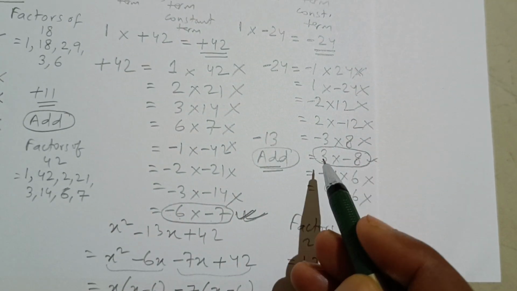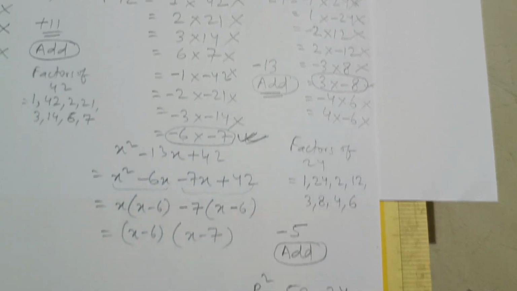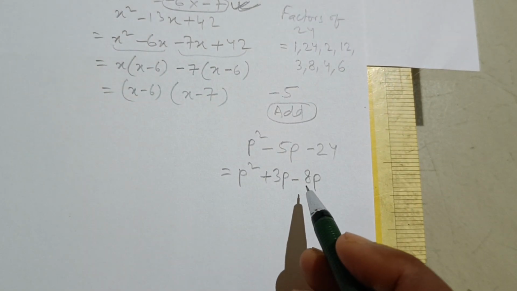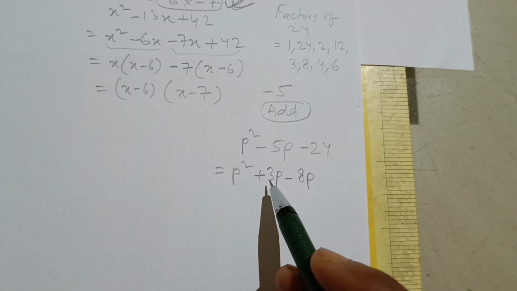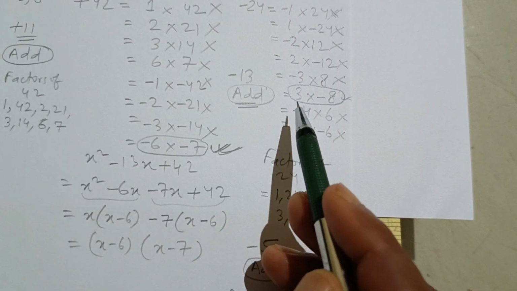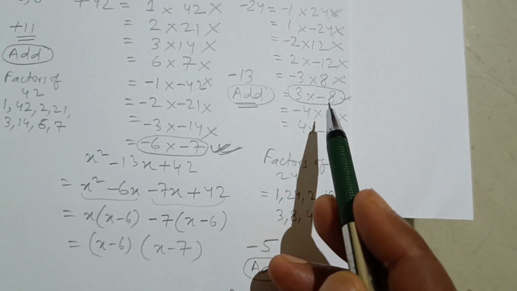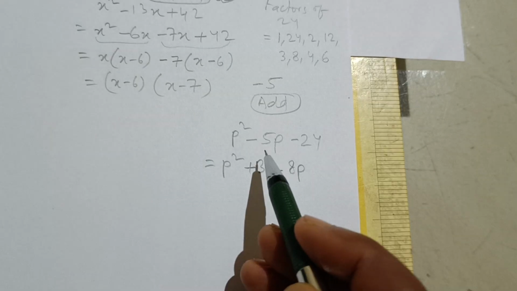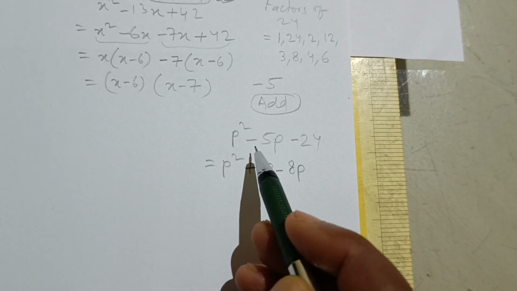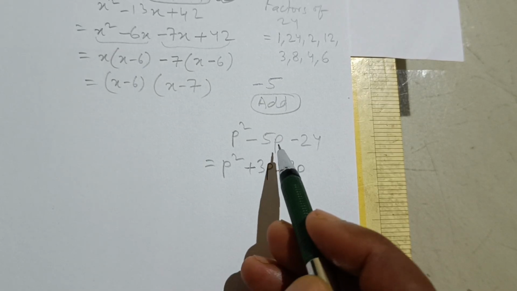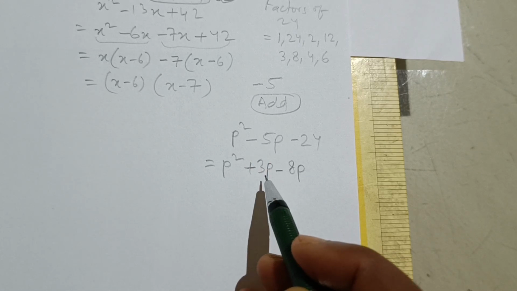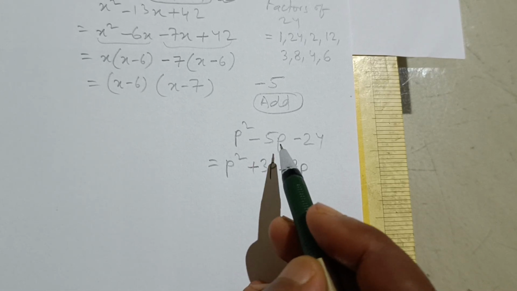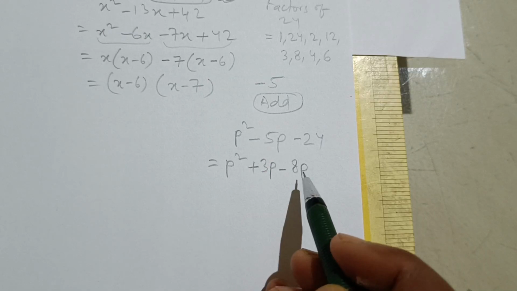3 and minus 8. So plus 3p minus 8p. Yes. So minus 5p, the middle term, has been split. Plus 3p minus 8p is minus 5p. So this middle term has been split.